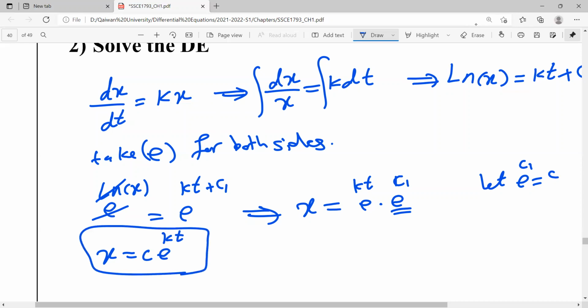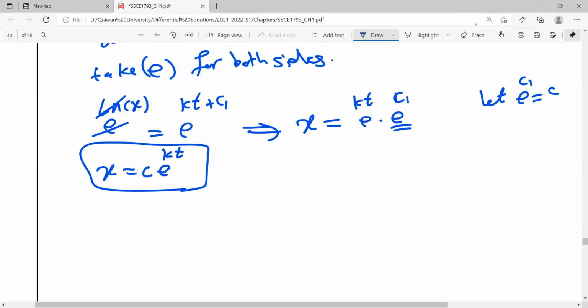And now we must find the values of constants. How to find the values of constants? We can find them by using the conditions. We have two conditions. x of 0 is 25,000 and x of 10 is 30,000. We apply these two conditions to get the values of c and k. The first condition is x of 0 equals 25,000.